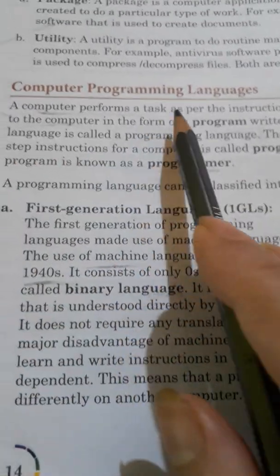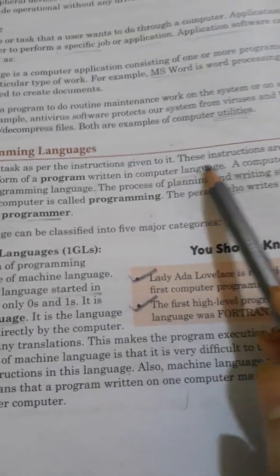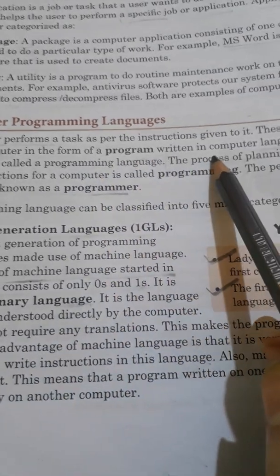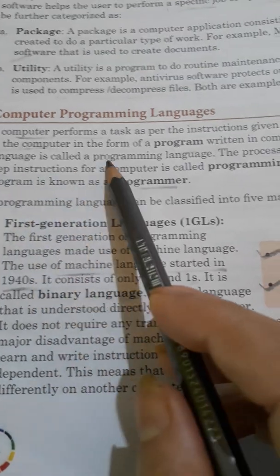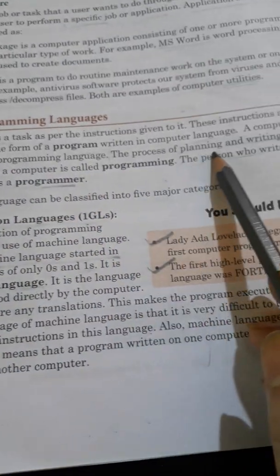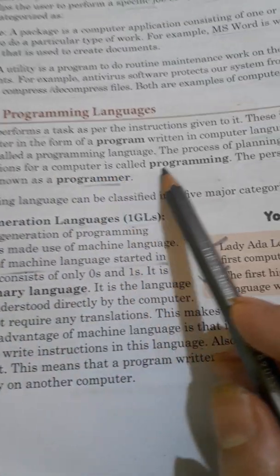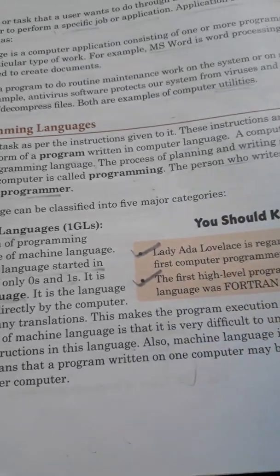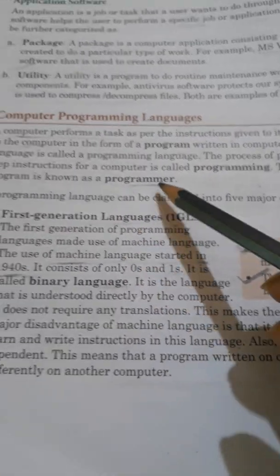Now come to the computer programming languages. A computer performs a task as per the instructions given to it. These instructions are given to the computer in the form of a program written in a computer language. A computer language is called a programming language. The process of planning and writing step-by-step instructions for a computer is called programming. The person who writes the program is known as a programmer.